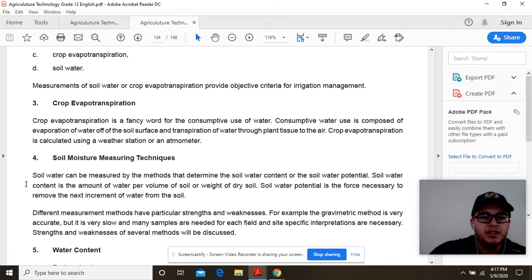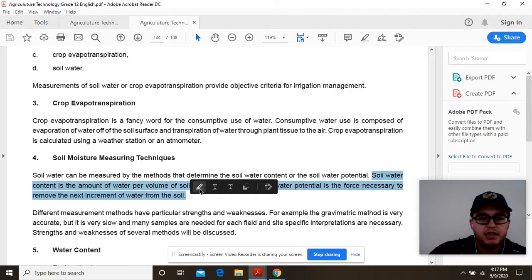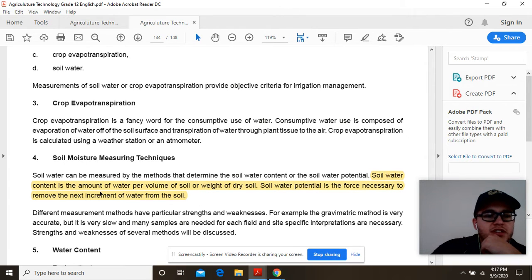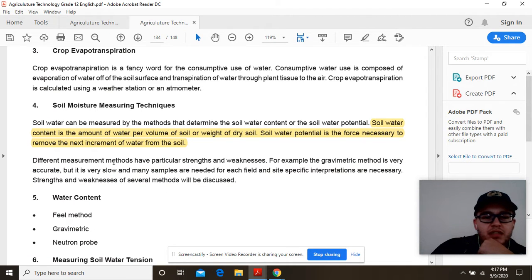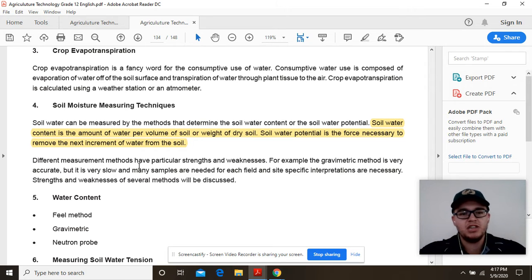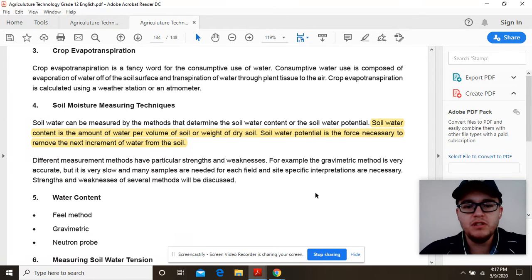Soil moisture measuring techniques. Now, soil water, there you go, those that I'm highlighting. Just know the difference between the two there. Soil water content is the amount of water per volume of soil or weight of dry soil. Soil water potential is the force necessary to remove the next increment of water from the soil. Different measurement methods have particular strengths and weaknesses. For example, the gravimetric method is very accurate, but it's very slow and many samples are needed for each field and site-specific interpretations are necessary. Strengths and weaknesses of several methods will be discussed.